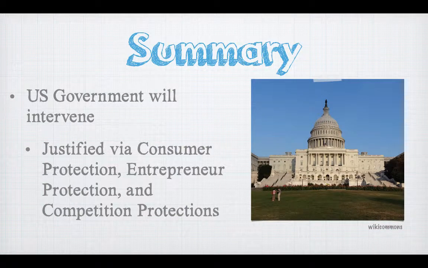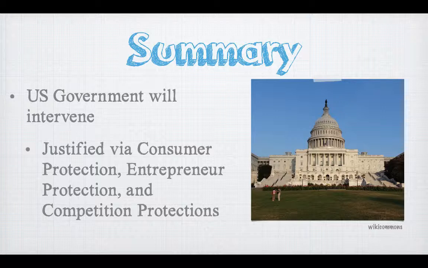In summary, the government will intervene, and there have not been many cases where the government sits back and says, okay, that's okay. The government is involved in our economy, and they justify it using things like consumer protection, entrepreneur protection, and competition protections to make it so that we can feel like what is being done by our government is acceptable to us. And with that, in closing, I've attached some questions, a couple pieces from The Jungle I'd like you guys to take a look at.